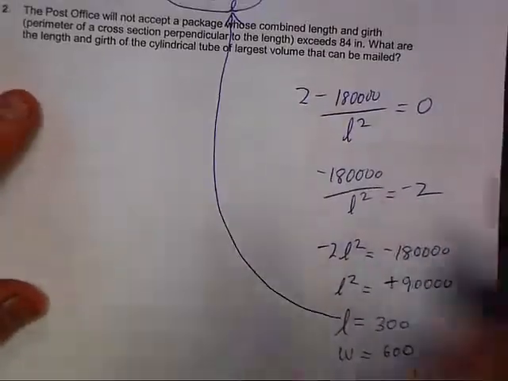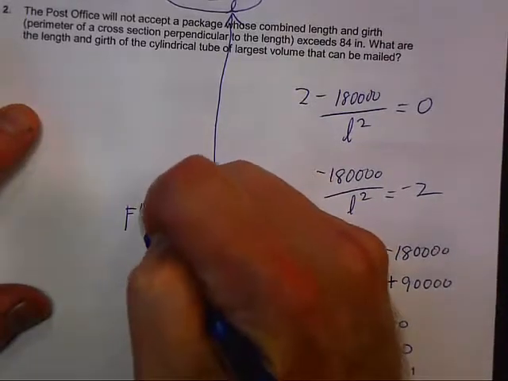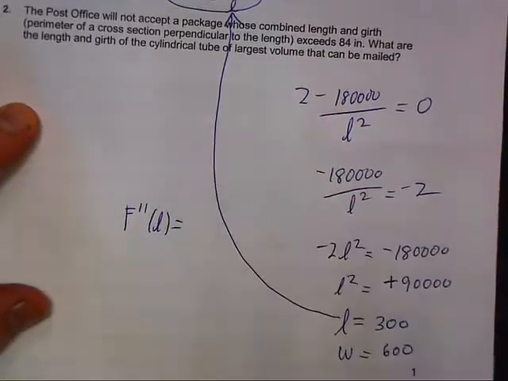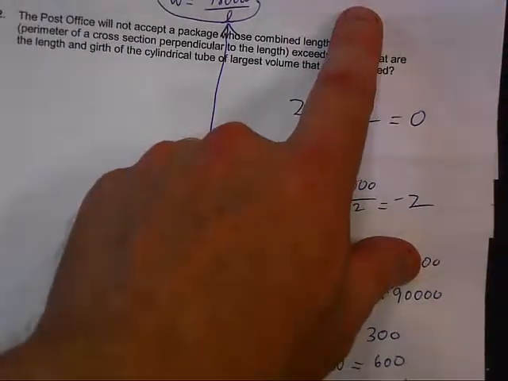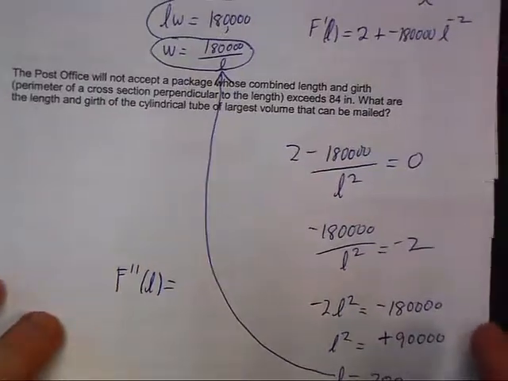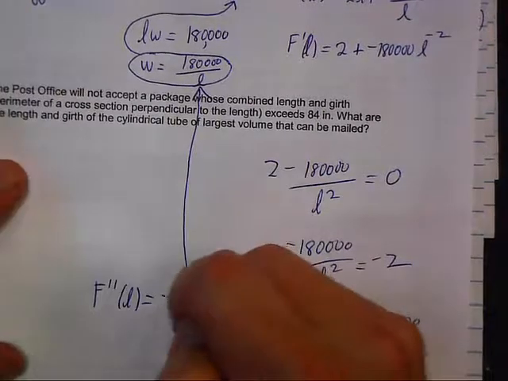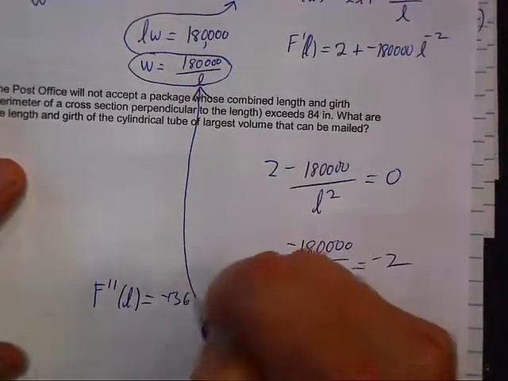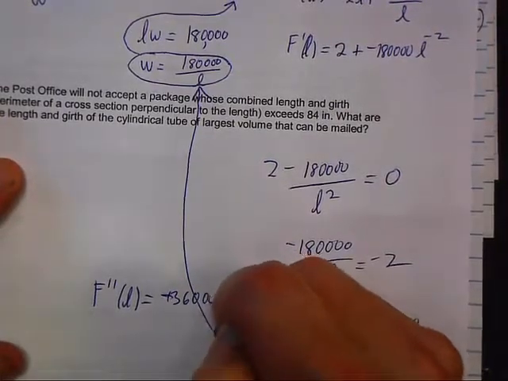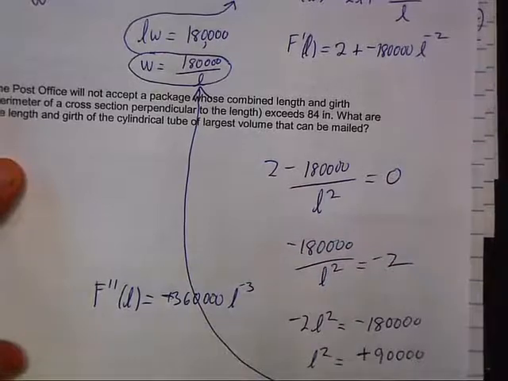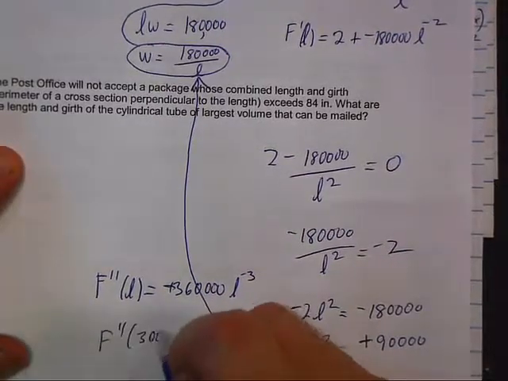Just to be different, this time I'm going to use the second derivative test. F double prime at L, what would the second derivative be? There's my first derivative. So what's the second derivative? I bring the 2 down. What's negative 180,000 times negative 2? Positive 360,000 L to the negative 3. I plug in 300.